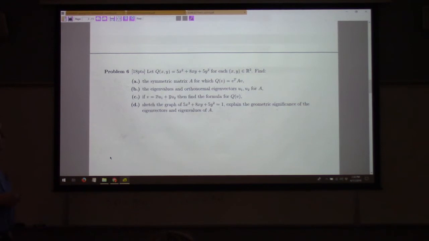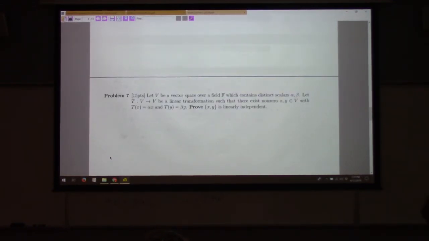And then here's what we were talking about, what was it, Monday? I can't remember. Today's Wednesday, right? Yeah, must have been Monday. So if you've got this quadratic form, you can find the symmetric matrix A for which that holds, right? 5, 4, 4, 5. Find the eigenvalues and orthonormal eigenvectors, right? Build the formula using the eigencoordinates and eigenvectors, right? So it's going to be eigenvalue 1 times x bar squared plus eigenvalue 2 times y bar squared is the formula. And then sketch the graph, which is easy to do once we just draw the eigencoordinates, and it's going to be an ellipse or a hyperbola in the rotated coordinates, or I don't know, I'll tell you.